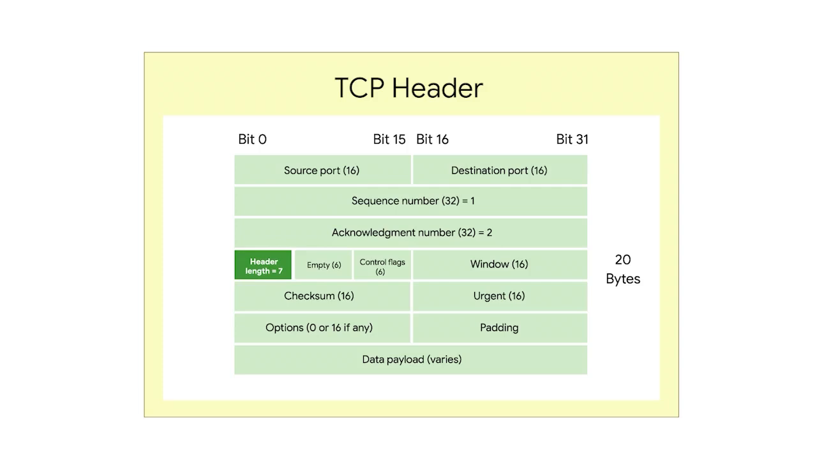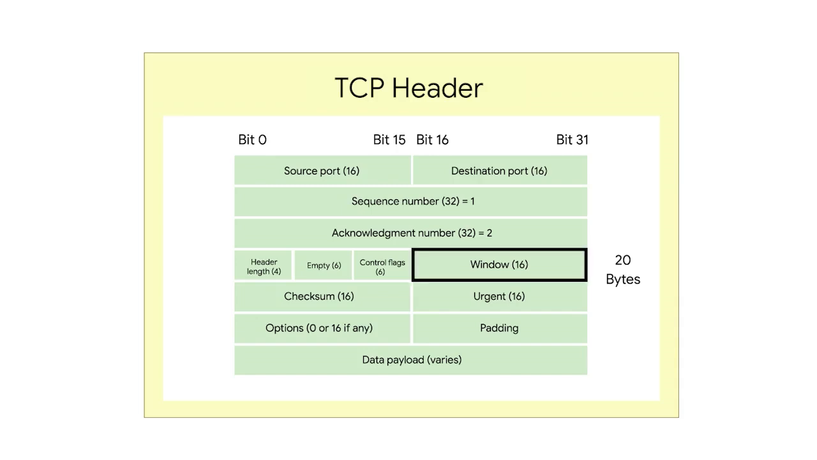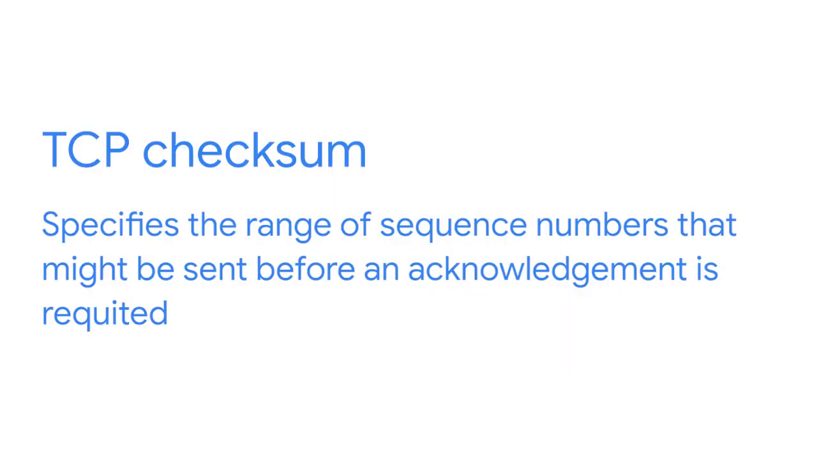Then we have 6 bits that are reserved for the 6 TCP control flags. The next field is a 16-bit number known as the TCP window. A TCP window specifies the range of sequence numbers that might be sent before an acknowledgement is required. TCP is a protocol that's super reliant on acknowledgements. This is done in order to make sure that all expected data is actually being received and that the sending device doesn't waste time sending data that isn't being received.